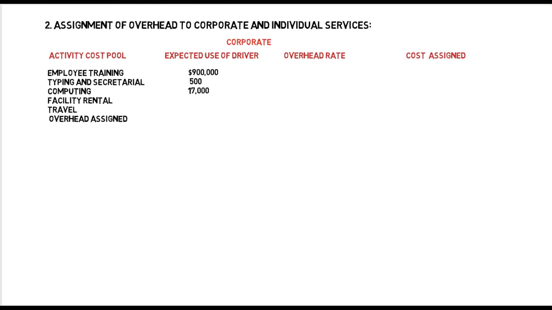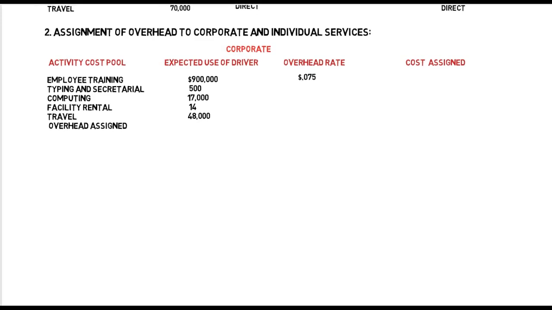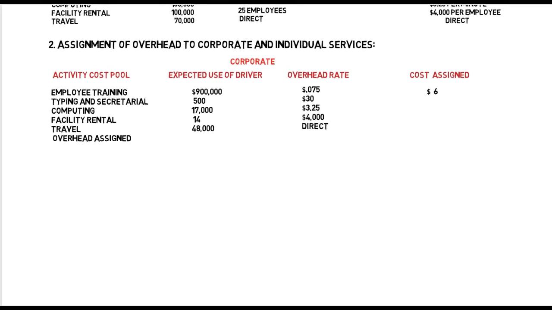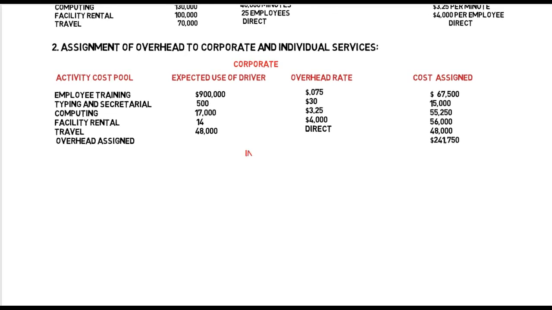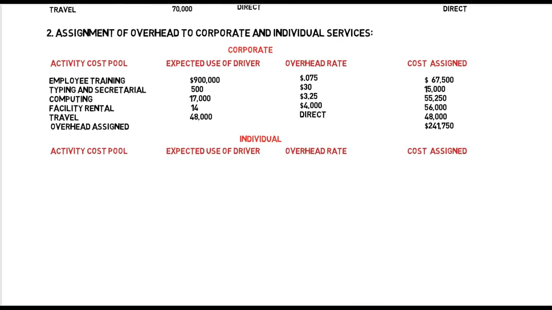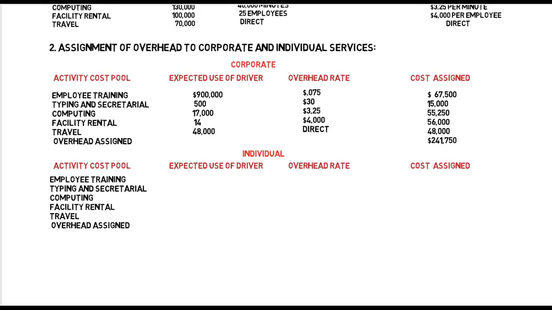Expected use of the driver: 900,000 direct labor dollars, 500 hours of typing, and so on. Therefore, we multiply the expected use of the driver times the overhead rate, and in that way we assign the indirect costs mostly to the corporate. The only one direct is travel. And we get the total amount assigned of $241,750.